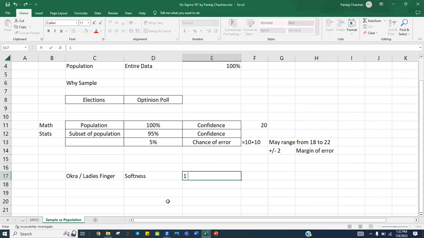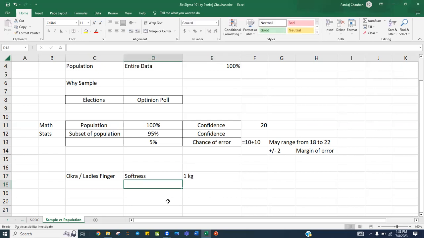I will buy. So just buying maybe 15, 20, 30 gram of the sample you are checking, and based on that you are buying 1000 gram. That means you are picking up the sample and estimating the population. Every time you have picked up okra or lady's finger from the market and gone home to see, is all of the 100% you bought as soft as you checked in the sample?